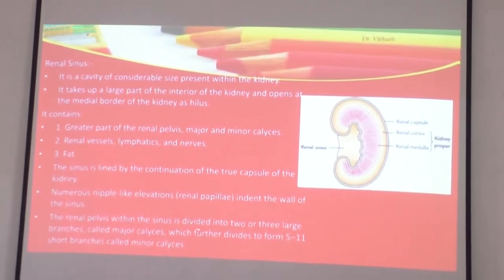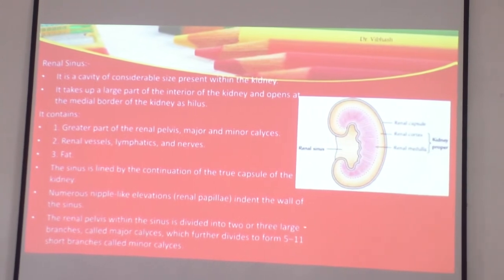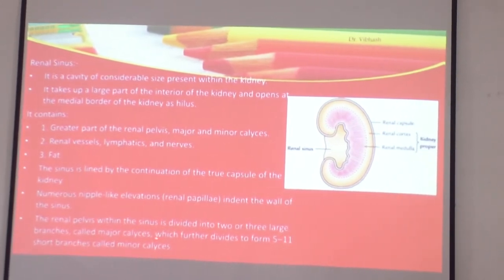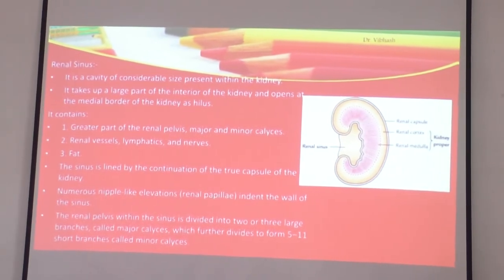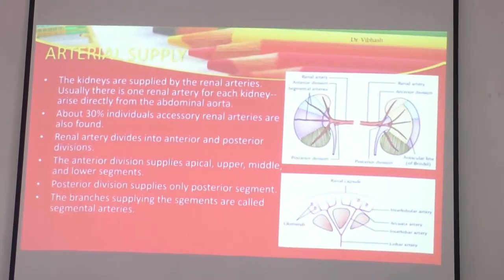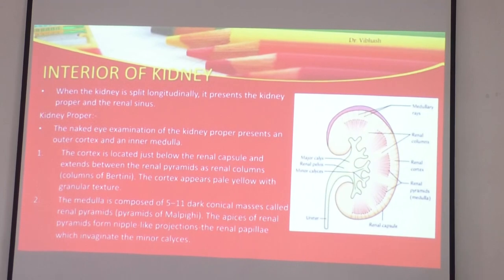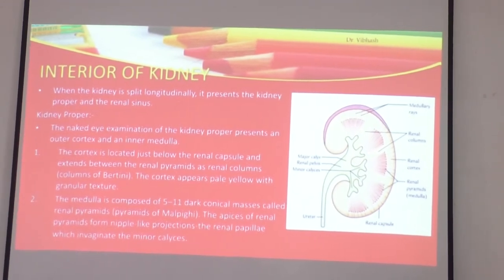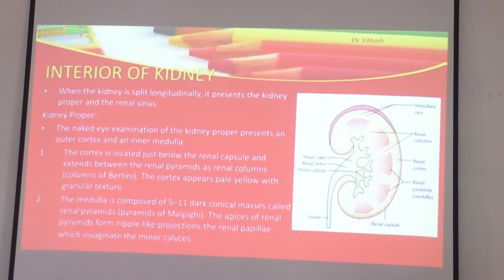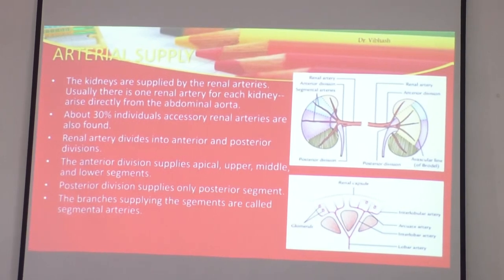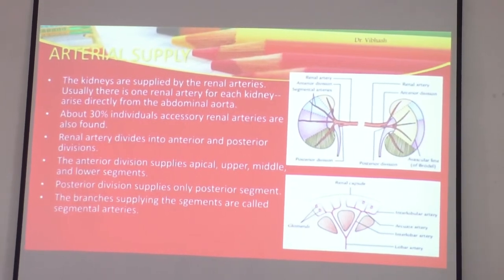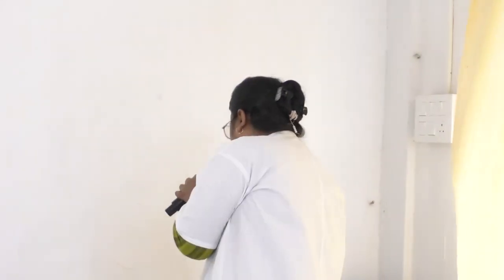The renal pelvis within the sinus is divided into two or three large branches called the major calyces, which further divide to form 5 to 11 short branches called minor calyces. See here, these are two major calyces, dividing into minor calyces. Now, arterial supply. The kidney arterial supply has been discussed in detail in your lecture, so shortly we will discuss it here. The arterial supply of the kidney is very, very important and comes as a long question.